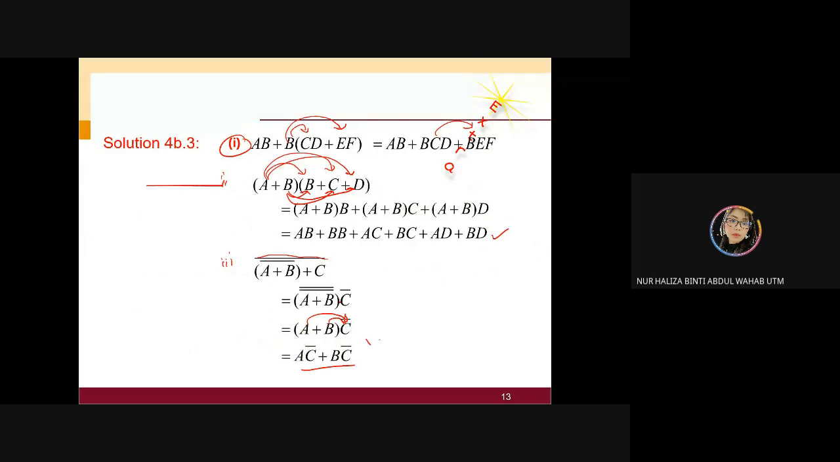So this is the answer for SOP. Any question for SOP? Ada doktor. Tak ada.